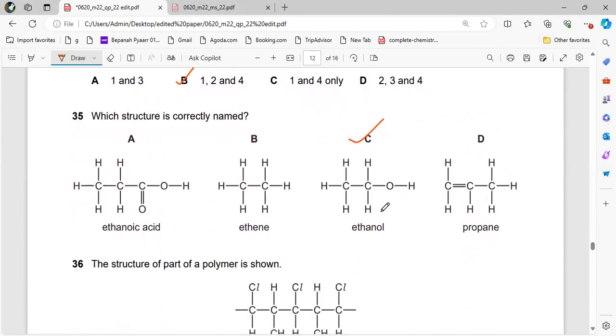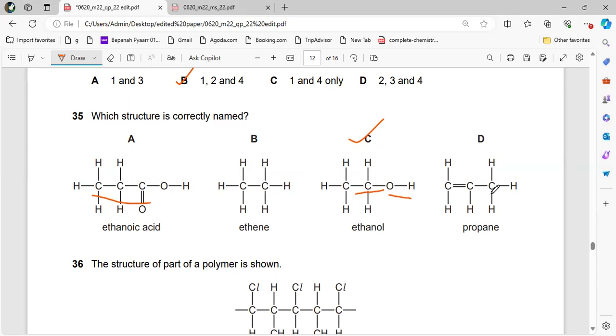Which structure is correctly named? So here, first is ethanoic acid. It is true that it is a carboxylic acid, but it is not ethanoic acid because it is containing 3 carbon atoms. So this naming part is wrong. In option B, it is actually an ethane. So this is wrong. In option C, we are having this OH group. So it is an alcohol and it contains 2 carbon atoms. So it is definitely correct, ethanol.